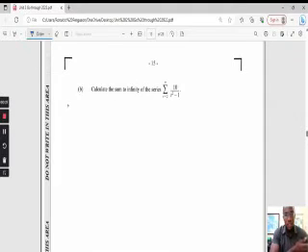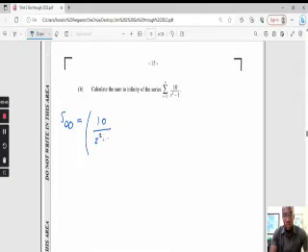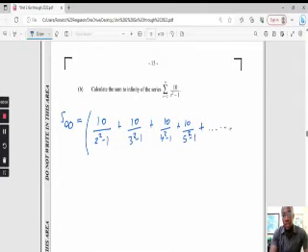Now, let's say you don't know sum to infinity, right? And if you don't know sum to infinity, that's fine. You can just plug in and get an idea of what is happening. So you plug in from r equals 2, so you get 10 over 2 squared minus 1, plus 10 over 3 squared minus 1, plus 10 over 4 squared minus 1, plus 10 over 5 squared minus 1, and it continues and continues until you put in the last term.